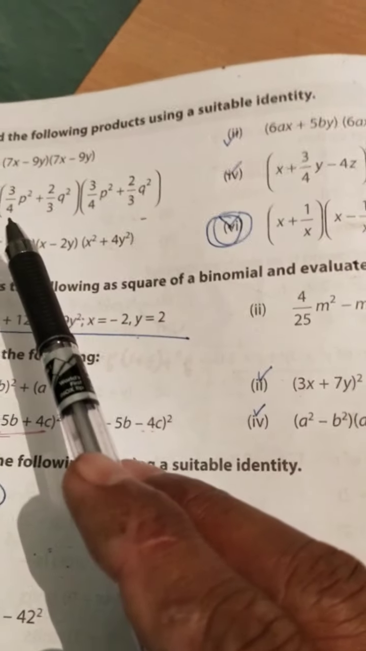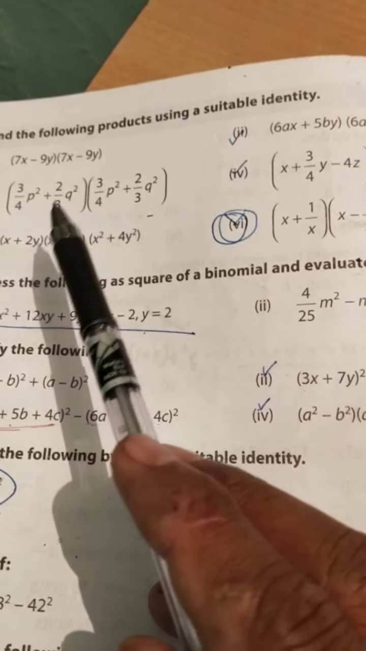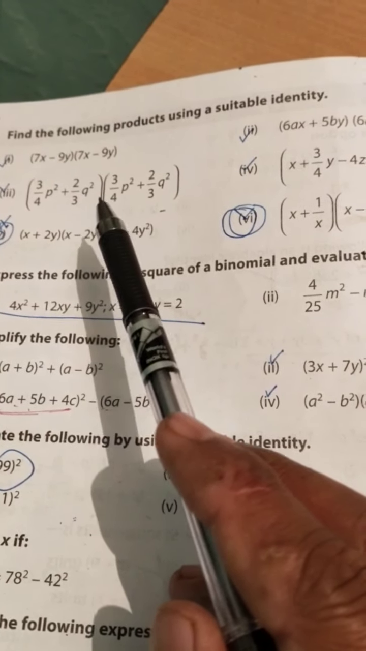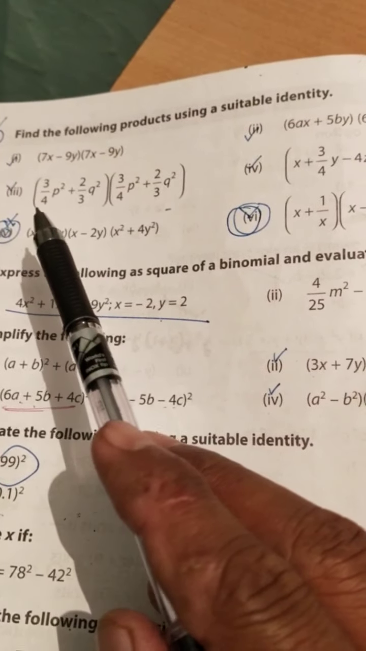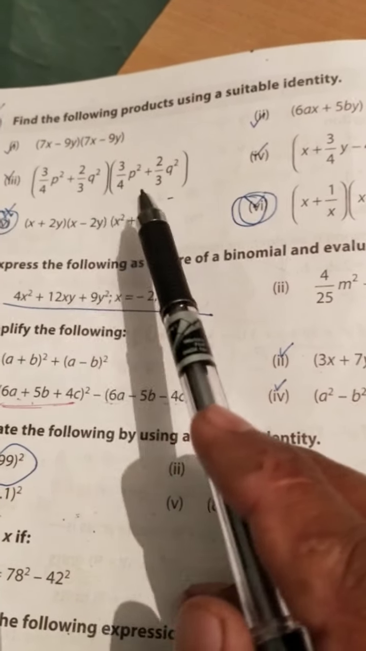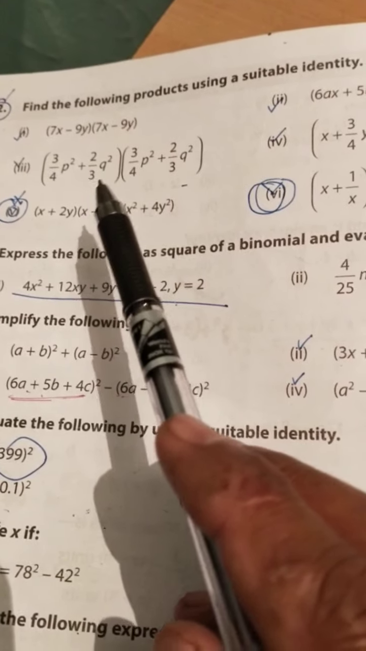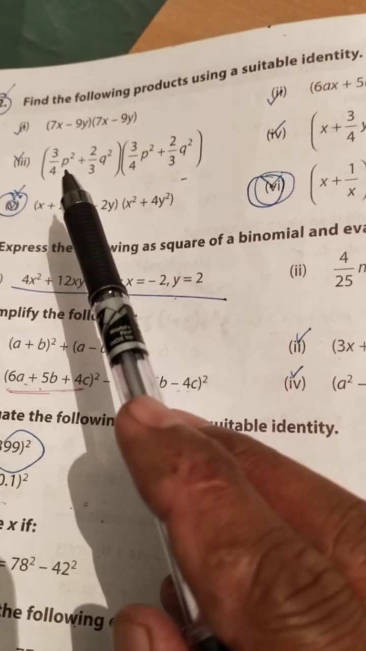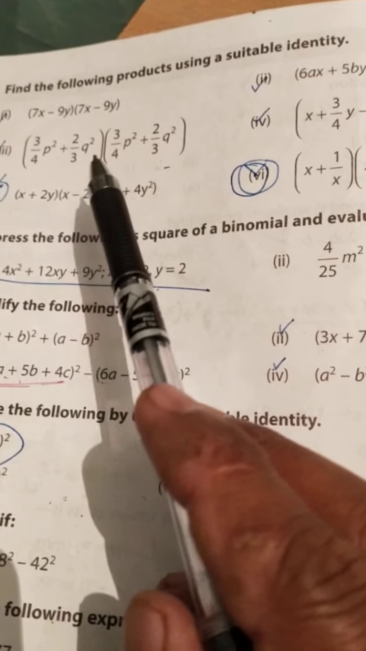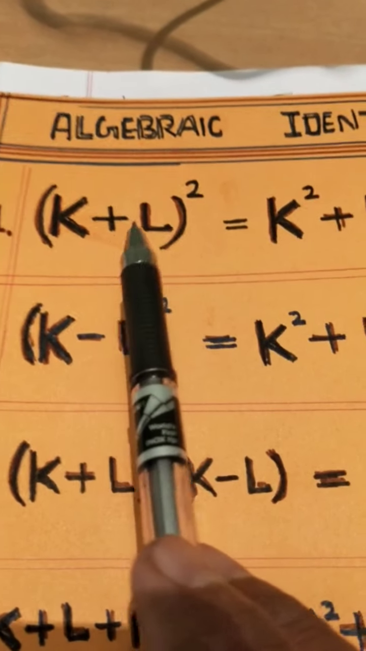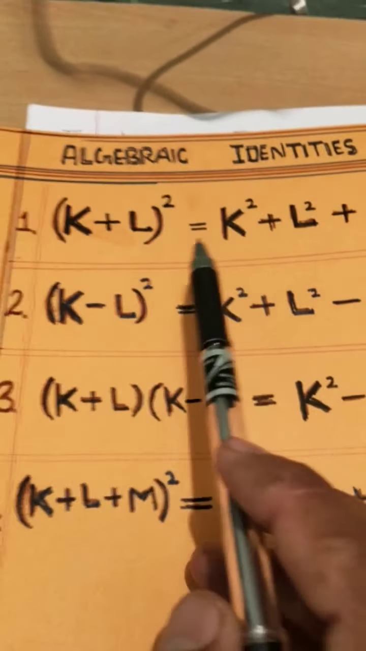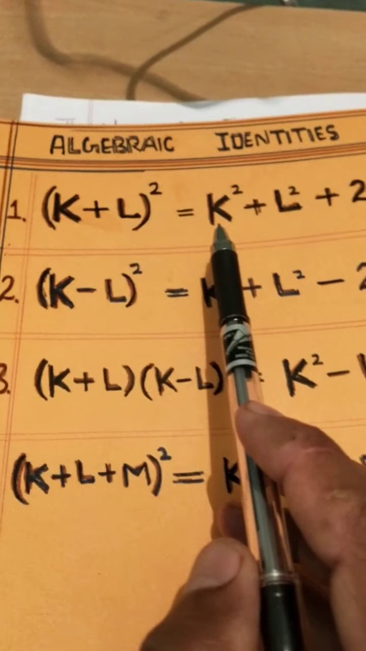Next, third: 3 upon 4 p square plus 2 upon 3 q square into 3 upon 4 p square plus 2 upon 3 q square. So in this expression you can use identity first, a plus b whole square. A is your 3 upon 4 p square and b is your 2 upon 3 q square. So a plus b into a plus b, this is your k plus l into k plus l, can be written as k plus l whole square. This is equal to k square plus l square plus 2kl.